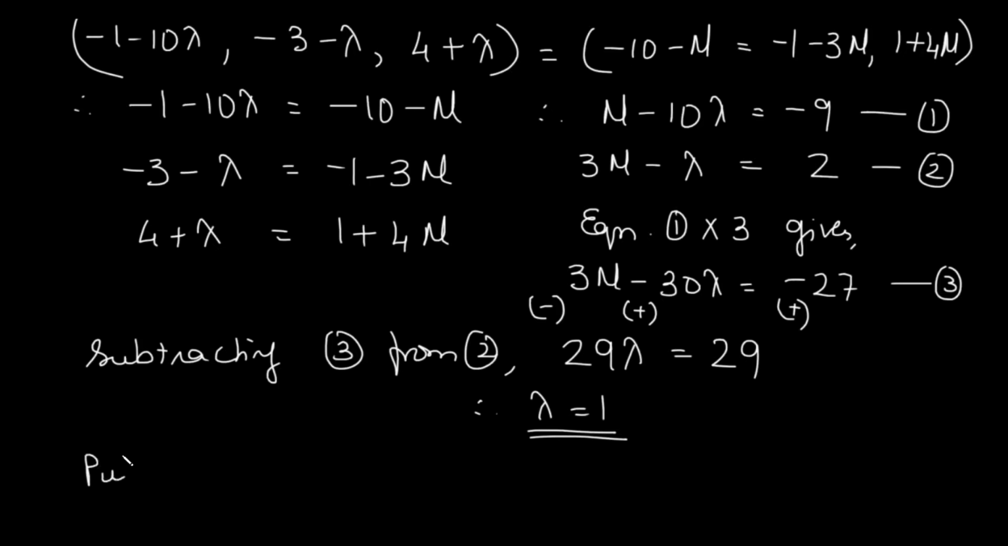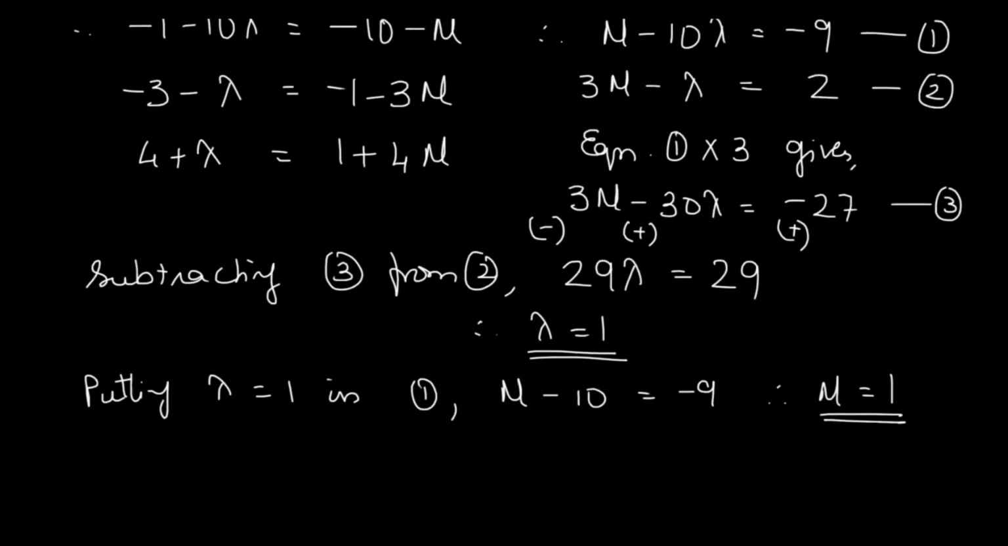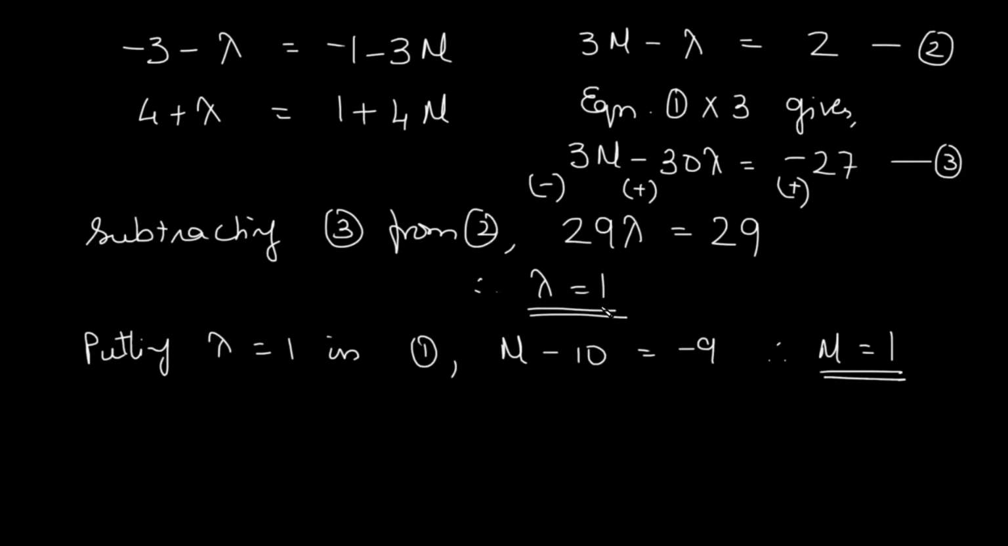Now putting lambda is equal to 1 in any equation, in say equation 1, we get mu minus 10 lambda, lambda is 1, is equal to minus 9, and therefore mu is equal to 1. So thus you got the value for lambda and mu. Now to show that the lines are intersecting, lambda and mu should satisfy this particular equation as well. Okay, this equation.